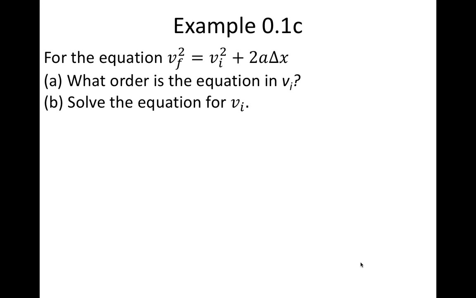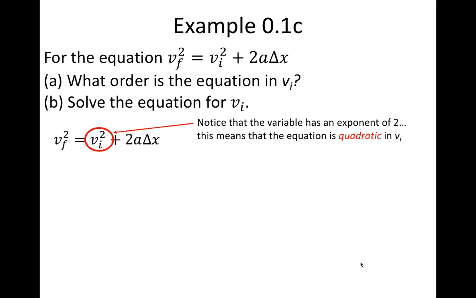For our next example, we're going to look at the equation v sub f squared equals v sub i squared plus 2a delta x. Part A asks us to determine the order of the equation in v sub i. Again, we need to look at the exponent of our variable. Here the variable has an exponent of 2, and it makes our equation quadratic.